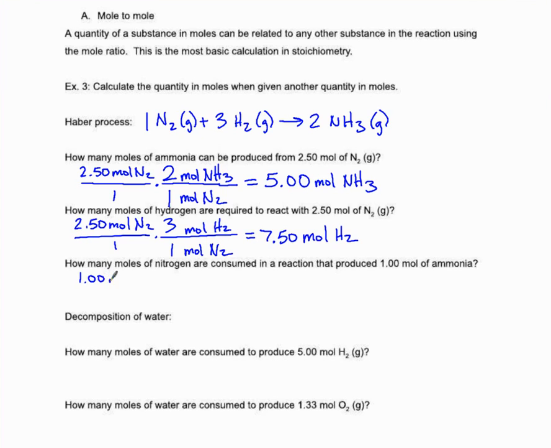We're starting with the number that we know. And we are comparing moles of ammonia with moles of nitrogen. And now we have to fill in our numbers. For ammonia, it's 2. For nitrogen, it's 1. So we have 1.00 moles divided by 2, 0.500 moles of nitrogen.